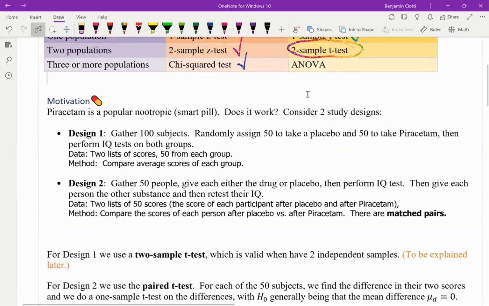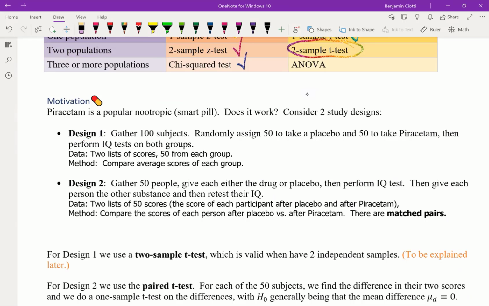Suppose we want to investigate the effectiveness of a certain drug. Piracetam, for example. Maybe you've heard of it. It's a popular nootropic, or also called a smart pill. So suppose we want to figure out whether it actually works. Consider the following two study designs.